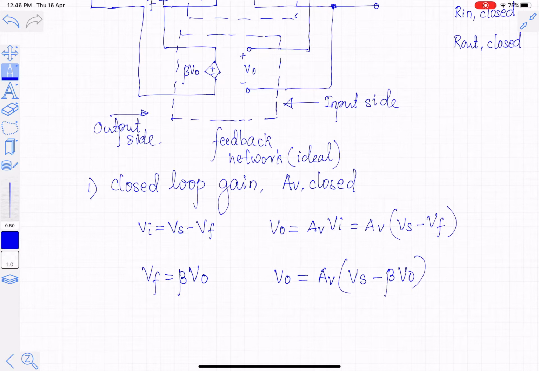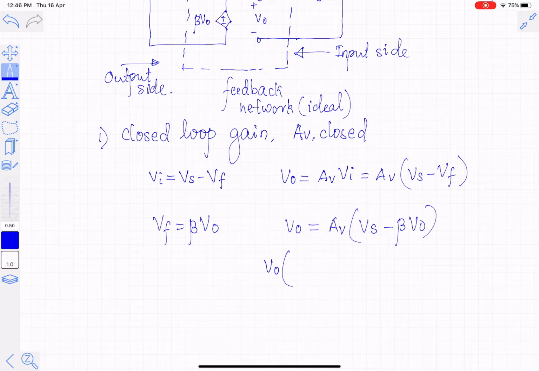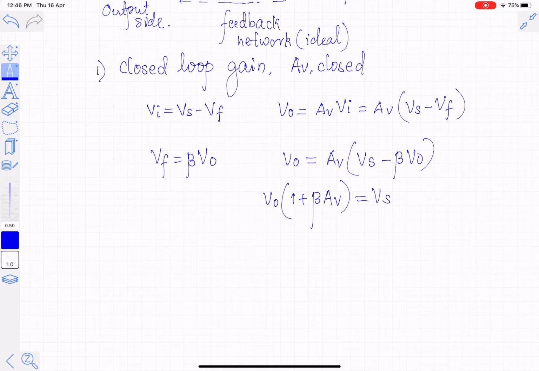So if we take all Vo related terms on one side, Vo into (1 plus beta into AV) will be equal to AV into Vs. From this it is clear that Vo divided by Vs is equal to AV upon 1 plus beta into AV, which we call as AV closed.